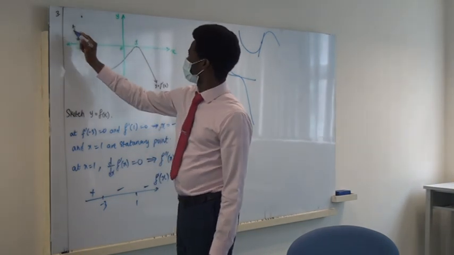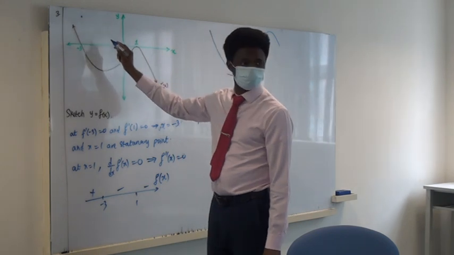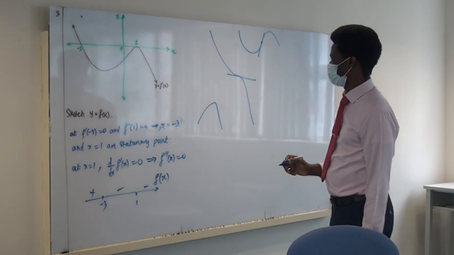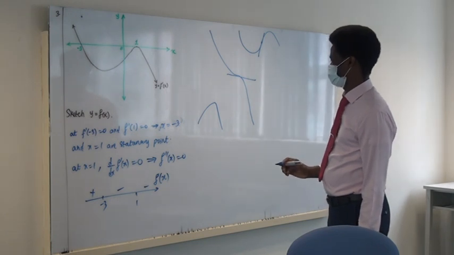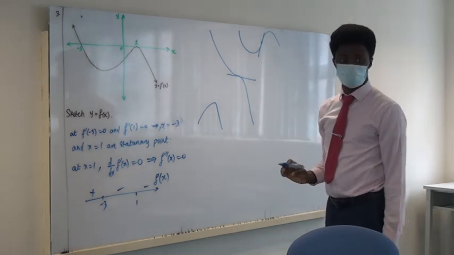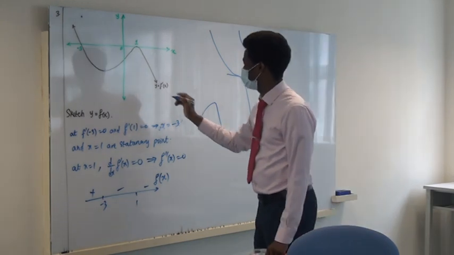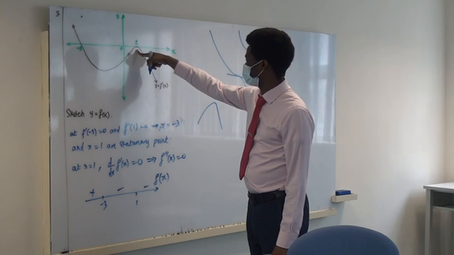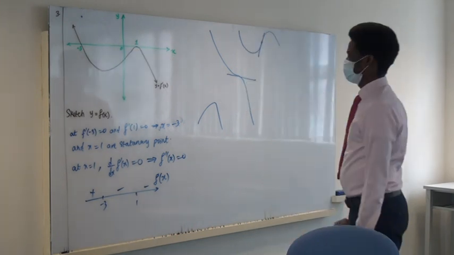Okay? So the curve must have come like that. Are you with me? But do we know anything about the intersection of the curve itself? We don't, right? Okay, so fine. But we know this is a point of inflection, but a non-stationary point of inflection.